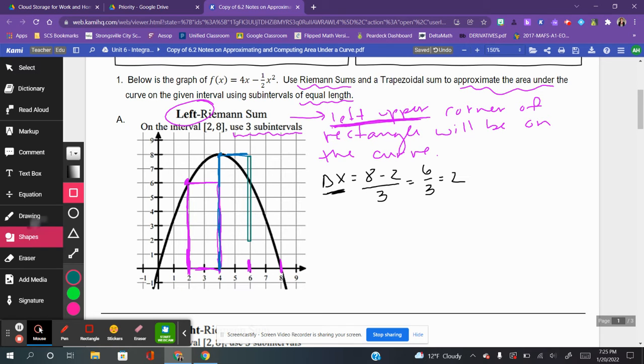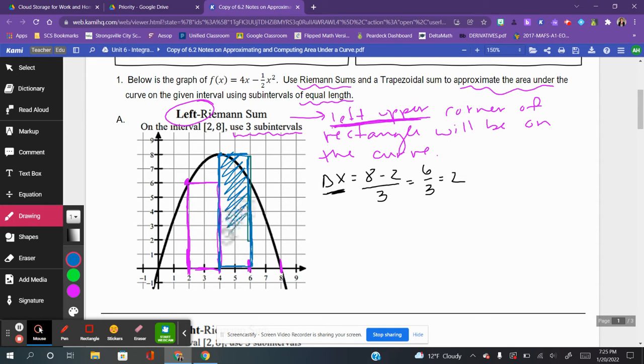Oops. There we go. All right. If you want, you can feel free to color these in.